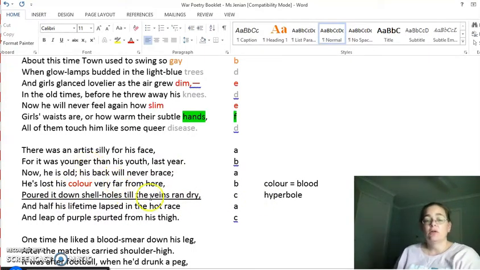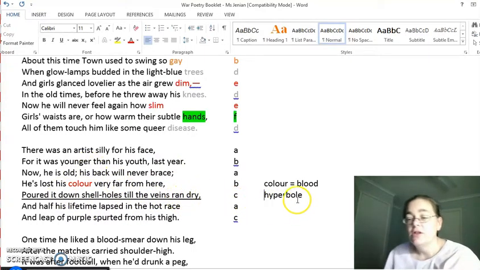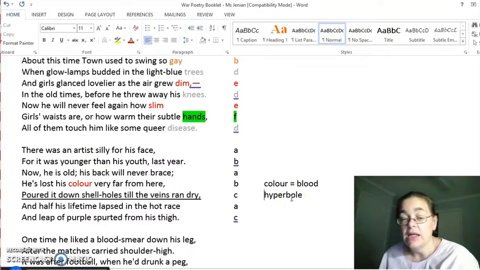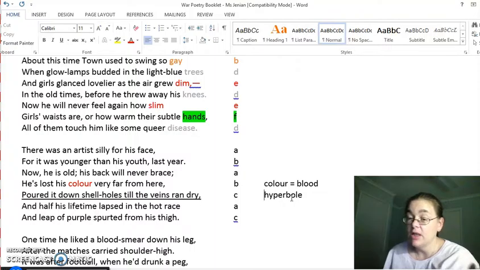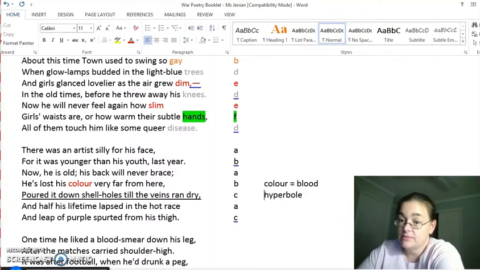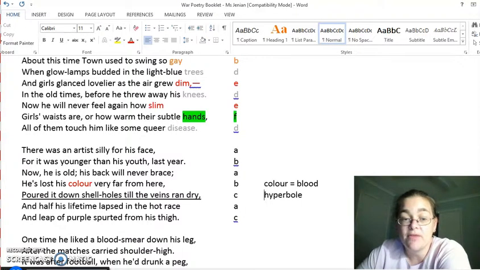Poured it down shell holes till the veins ran dry. So this is a bit of exaggeration, hyperbole. He didn't literally lose all his blood in the shell hole where he got blown to bits. He obviously lost a significant amount of it. If he'd lost all his blood, he would have died.